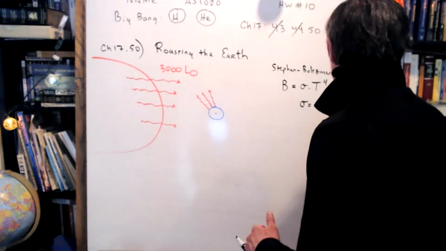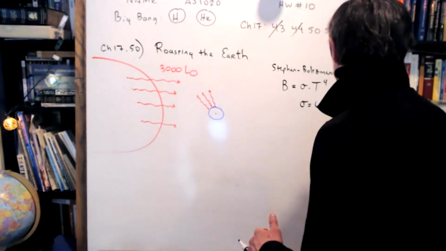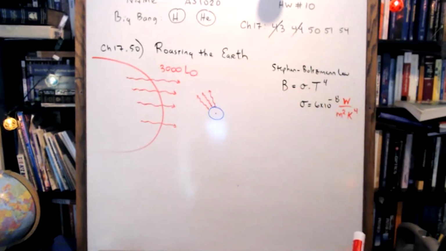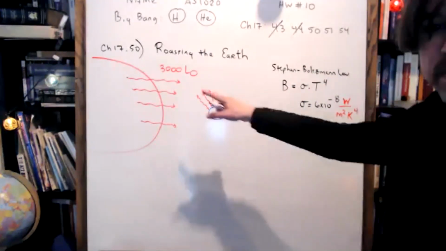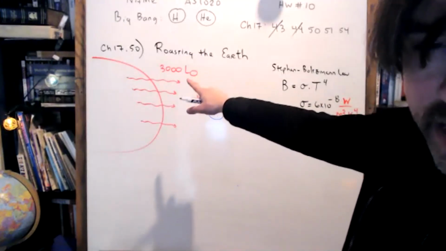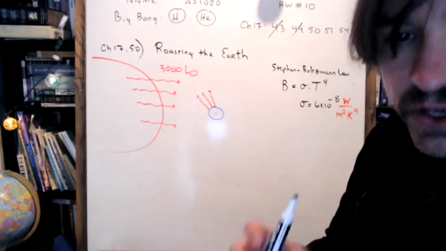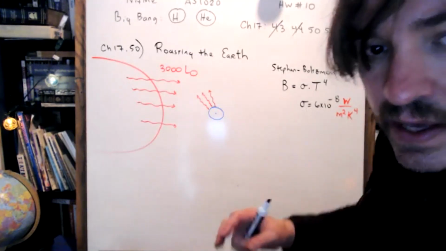If I want to know how hot the Earth is going to be, I'm going to need to know what property? Oh, the brightness of the sun by that time. Well, we have the brightness of the sun. It's 3,000 times its current luminosity. But there's an equilibrium argument here that you need to work through with me.